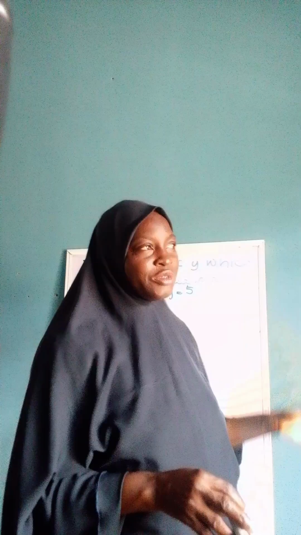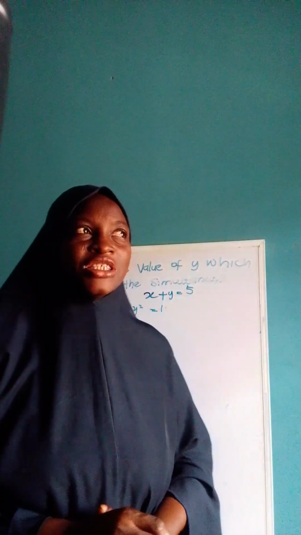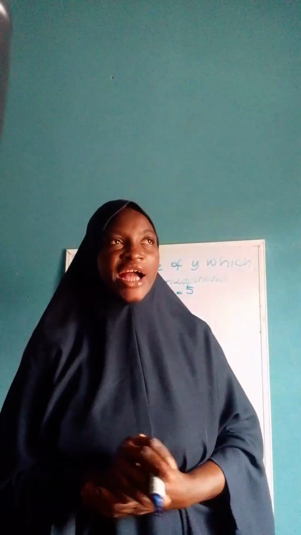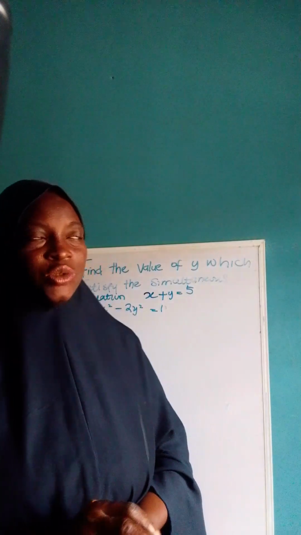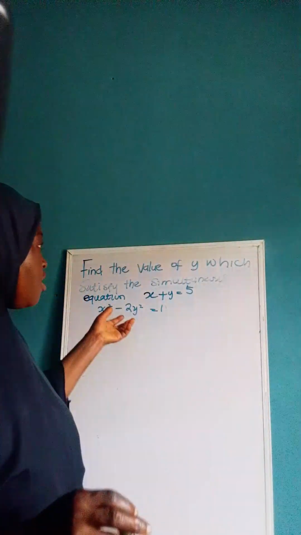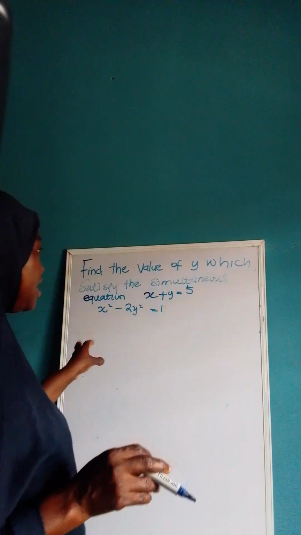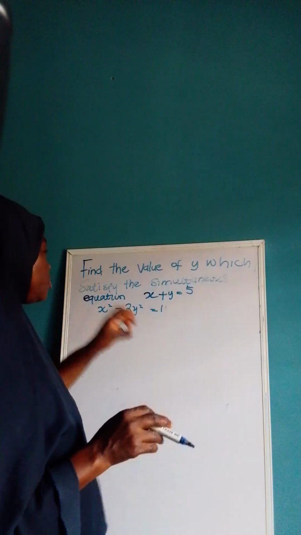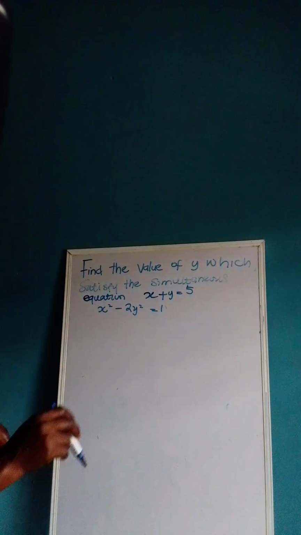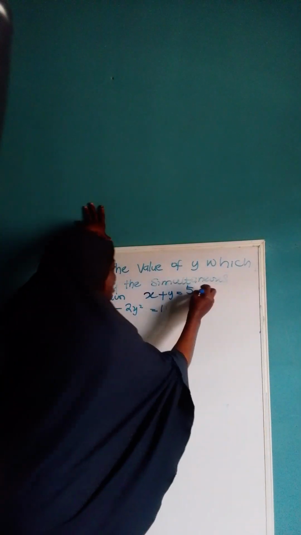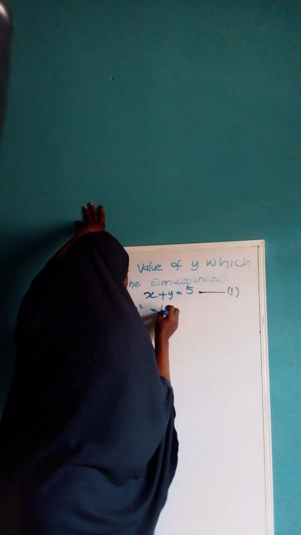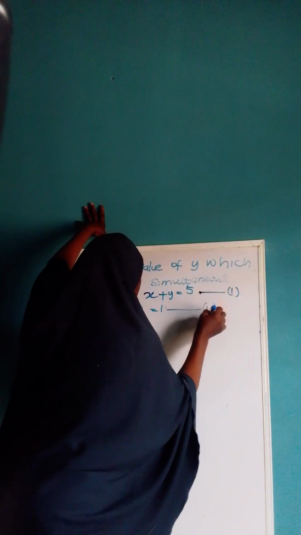You know that this is a simultaneous equation, and in simultaneous equations you can use the substitution method as well as the elimination method. But looking at this question, we'll be using the substitution method. So x plus y equals 5 is our equation 1, while the other one is our equation 2.